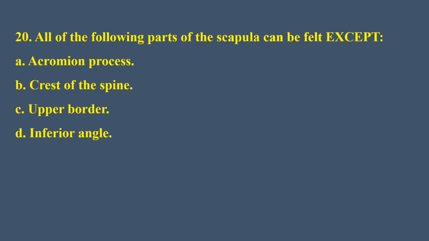Question 20. All of the following parts of the scapula can be felt except A. Acromion process. B. Crest of the spine. C. Upper border. D. Inferior angle. Answer is C. Upper border.